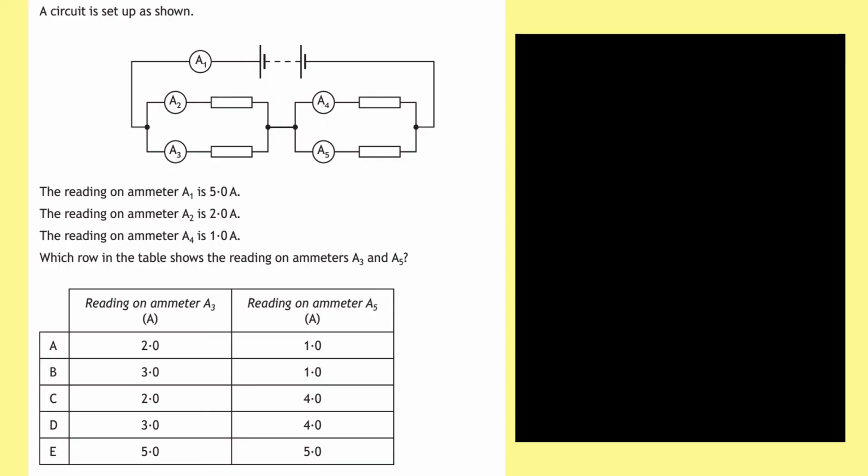So here's our past paper question. A circuit is set up as shown. We're given readings for A1, A2, and A4. So let's just mark that onto our diagram to help us. A1 is equal to 5 amperes. A2 is equal to 2 amperes. And A4 is equal to 1 ampere. Which row in the table shows a reading on ammeters A3 and A5?